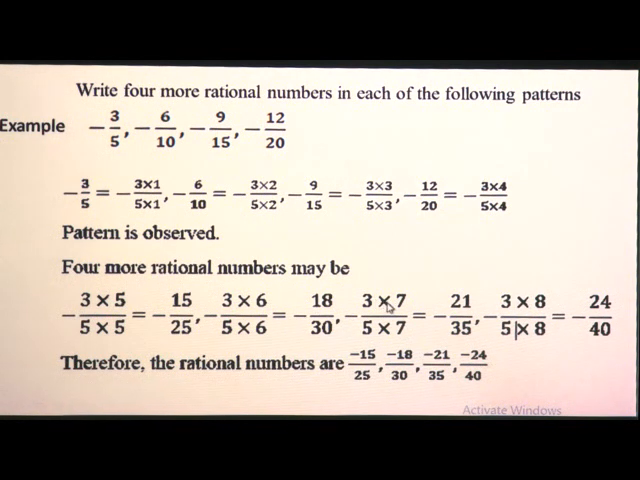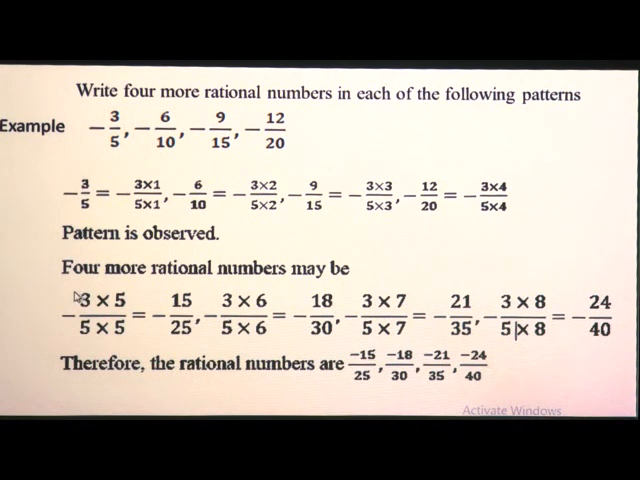Here we will go for the next pattern, that is we are multiplying by 7. So, minus 3 upon 5 multiplied by 7 in the numerator as well as in the denominator. So, we get minus 21 upon 35, and here it is multiplied by 8. So, minus 24 upon 40. Therefore, the rational numbers are minus 15 upon 25, minus 18 upon 30, minus 21 upon 35 and minus 24 upon 40. What have we done?